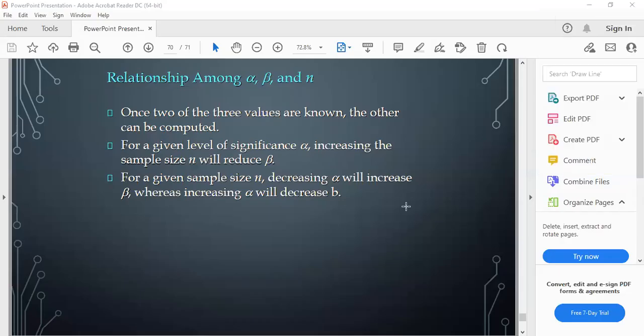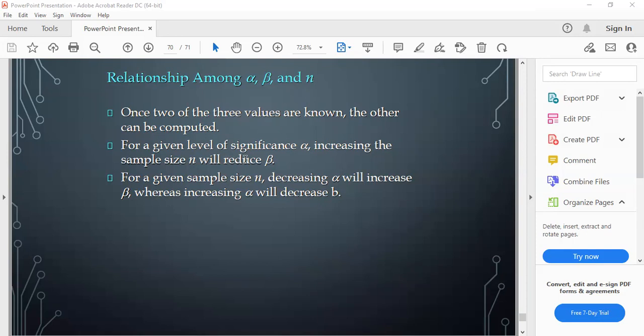Just remember I told you I will discuss this. The second part: for a given level of significance alpha, increasing the sample size n will reduce beta. So ultimately it will increase your power because the effect size gets increased. Here the one thing you should keep in mind is that when the effect size gets increased, the sample size will be smaller.